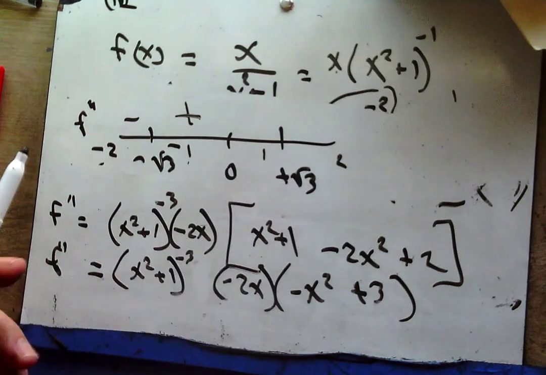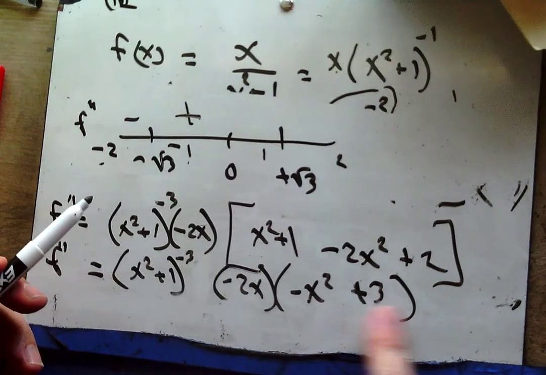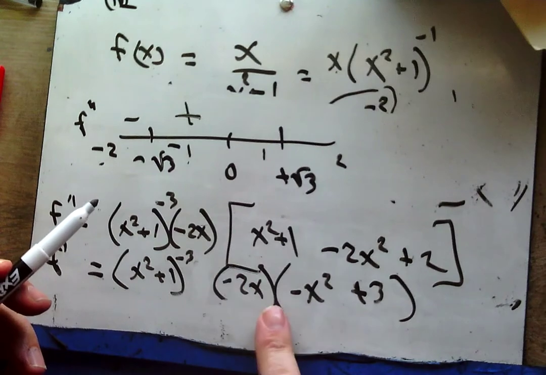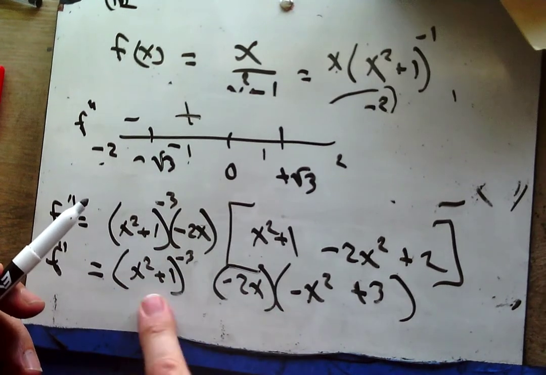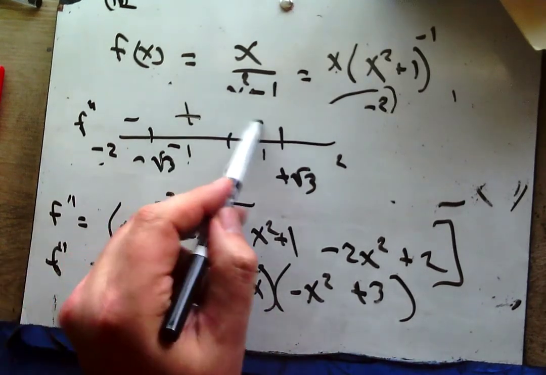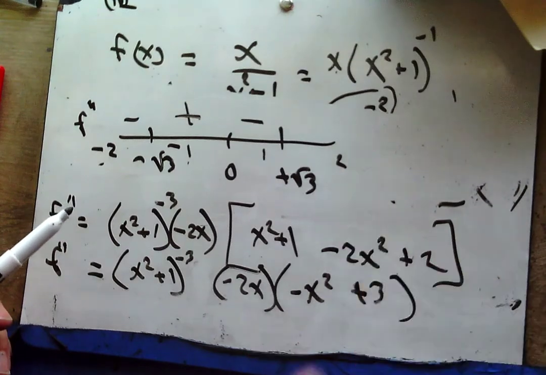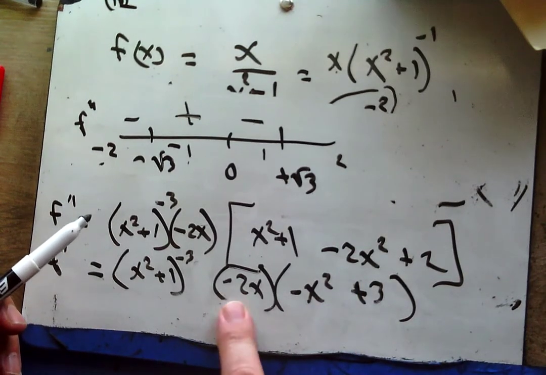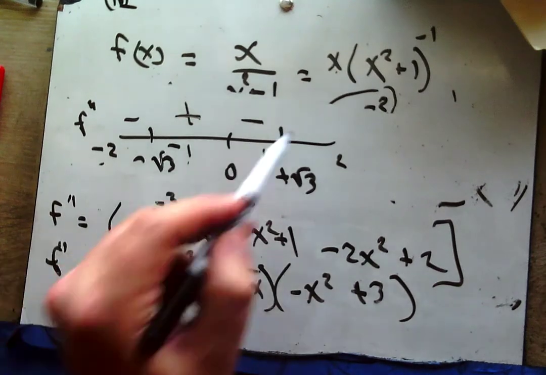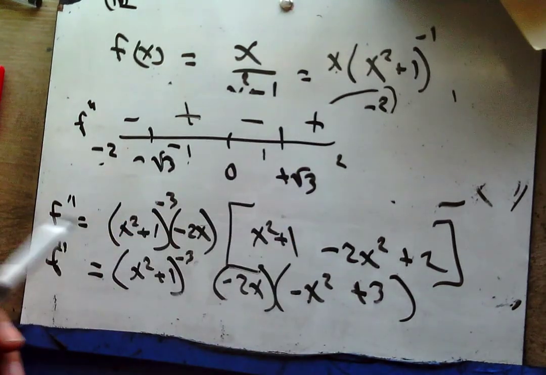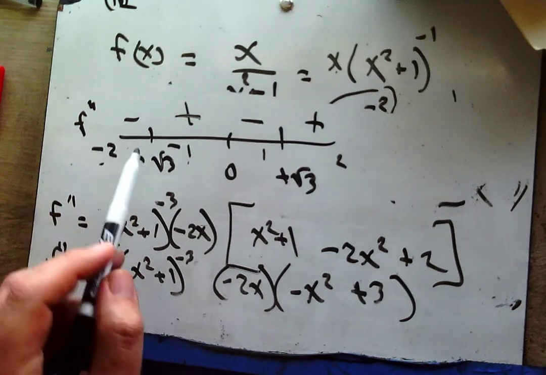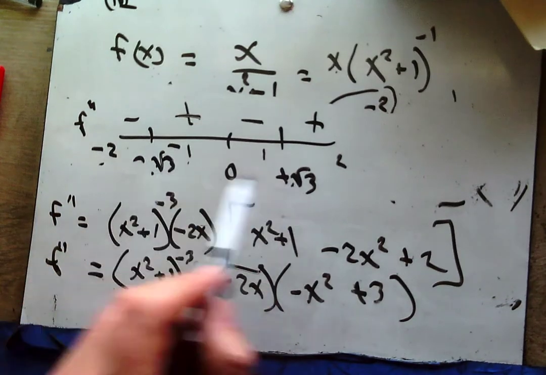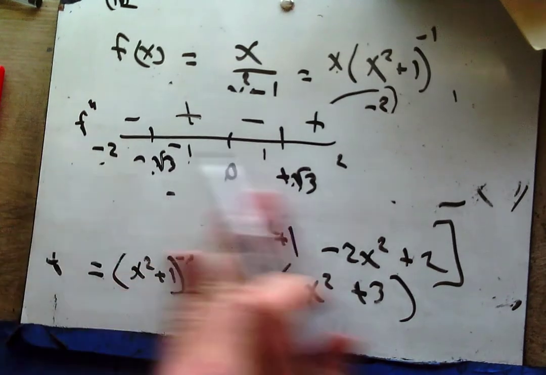What about plugging in a 1? Well, if I plug in a 1, this is positive, this is negative, this is positive. Positive times negative is negative. And if I plug in a 2, this is negative, this is negative. Negative times negative is positive. And so, yeah, I think those were all inflection points at plus and minus root 3 and at 0.